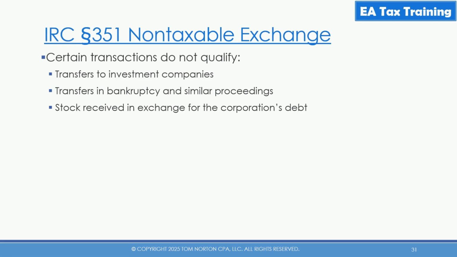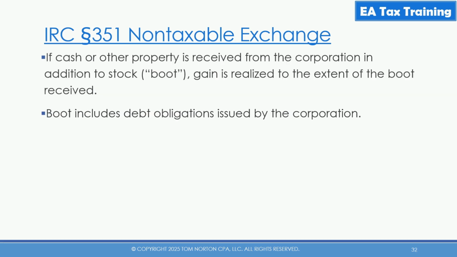None of those qualify for Section 351 non-taxable treatment. If cash or other property is received from the corporation in addition to stock, this is called boot, we've heard that phrase before, then gain is realized to the extent of boot received. So if the shareholder contributes some property, and not only do they get stock in the corporation back, but the corporation also pays them some cash, or the corporation gives them some other type of property, then the shareholder does have to recognize gain, but only to the extent of that cash or other property that is received.